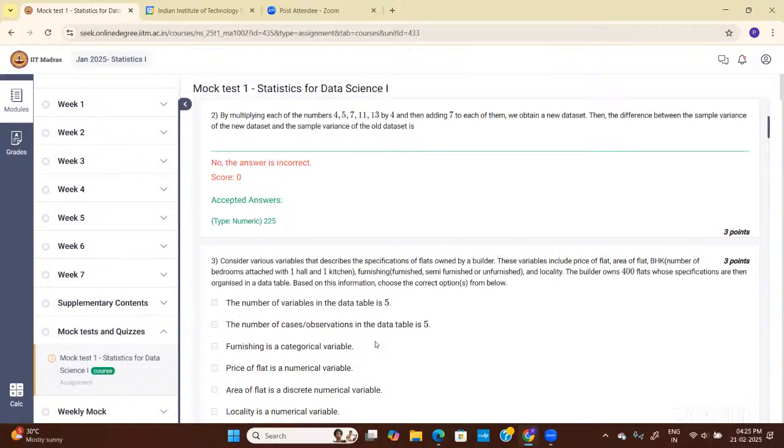The student asked what the 400 is here. He was talking about the cases or observations. The line says the builder owns 400 flats whose specifications are organized in a data table. So they have collected the data for the 400 flats. These 400 will be your cases or observations.